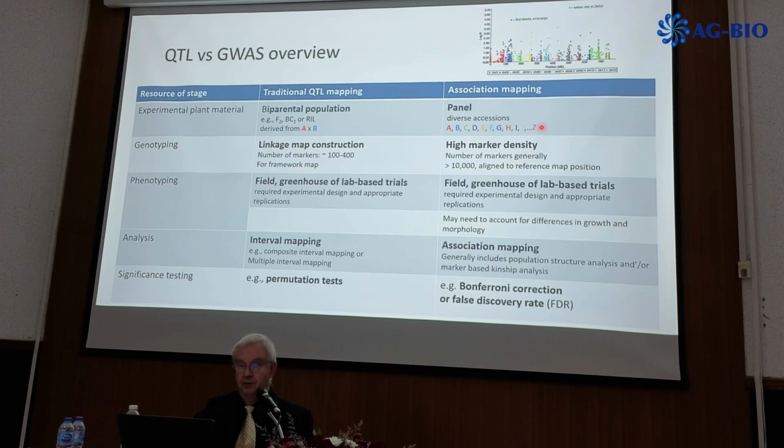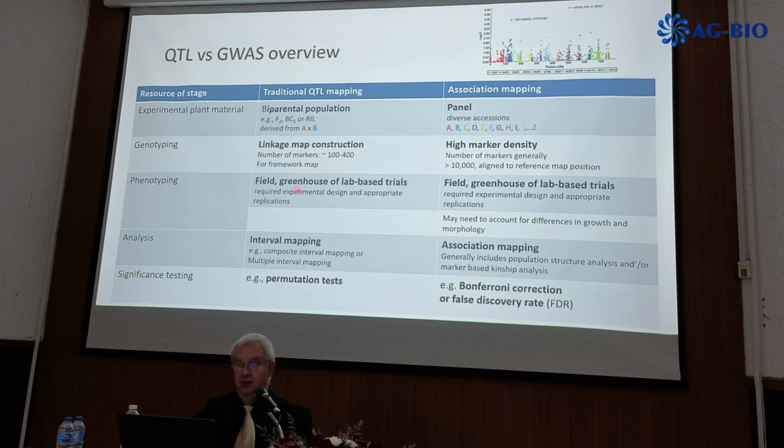for a large number of genotypes. In the genotyping, for the traditional QTL mapping, you use a linkage map. Linkage map used to map QTLs. The number of markers is at least 100 to 400 for a framework map. But I mentioned 100 for a chromosome is the least that you can use. For the association mapping, you're not looking primarily at a linkage map, you look at a high marker density. The number of markers in general, don't worry, is more than 10,000, aligned to the reference physical map position.